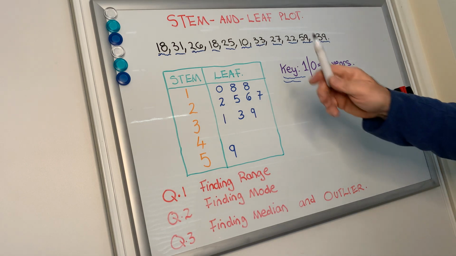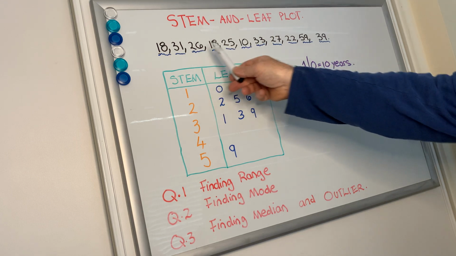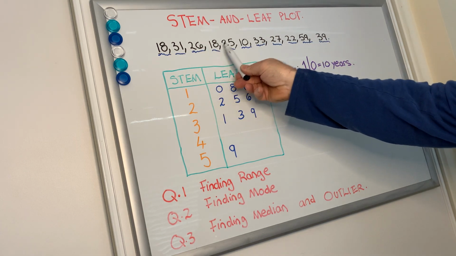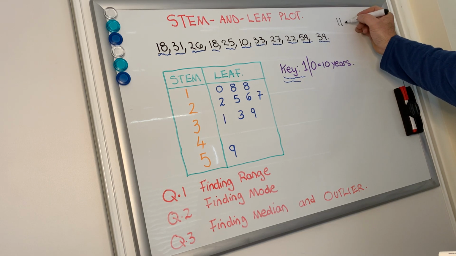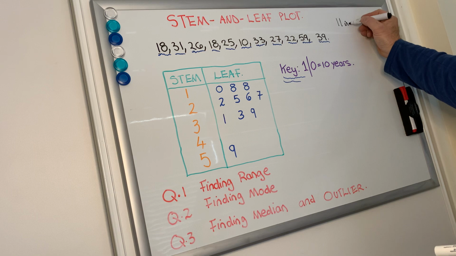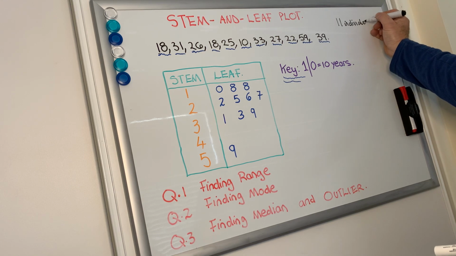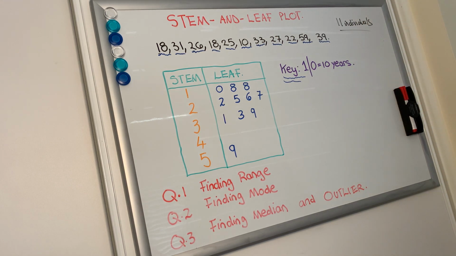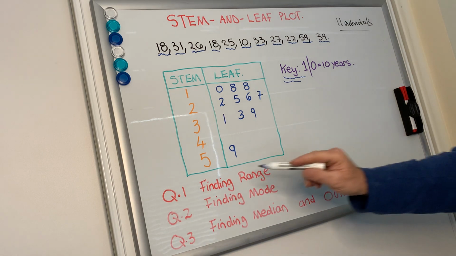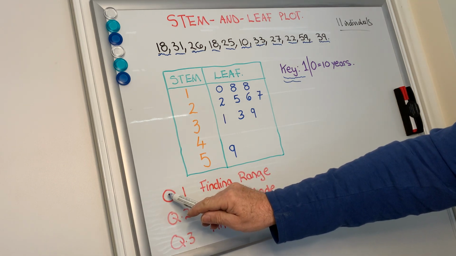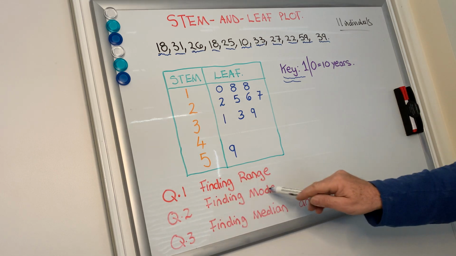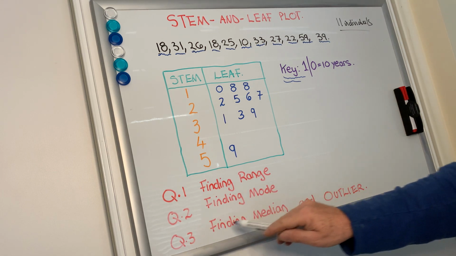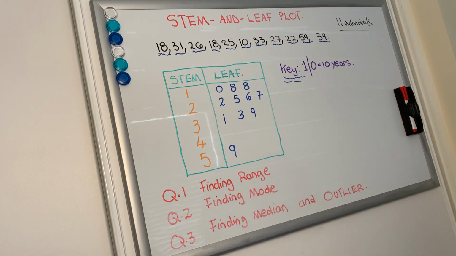If you imagine individuals, these are their ages. We've got 1, 2, 3, 4, 5, 6, 7, 8, 9, 10, 11. We have 11 individuals. That's really important. We have a total of 11. Now, we've got a series of questions. We want to find the range, the mode, the median, and we also want to find the outlier.